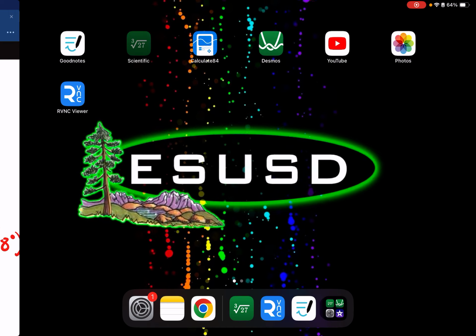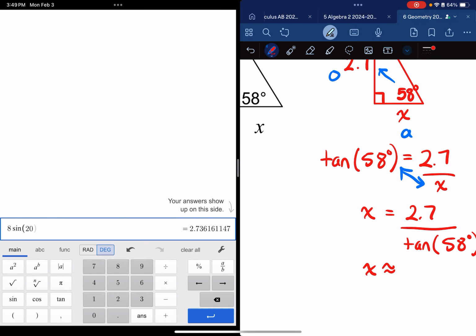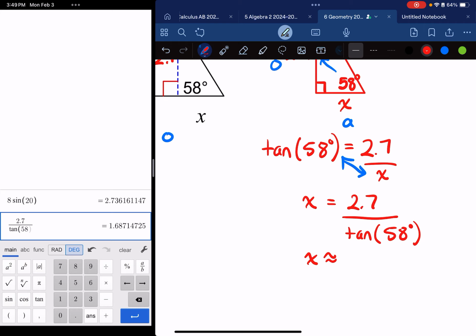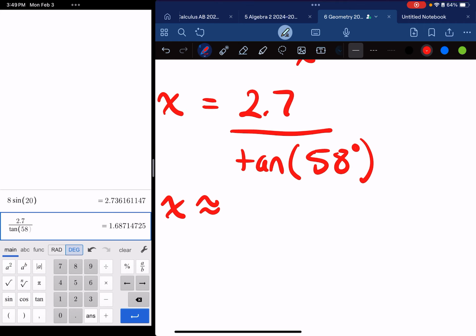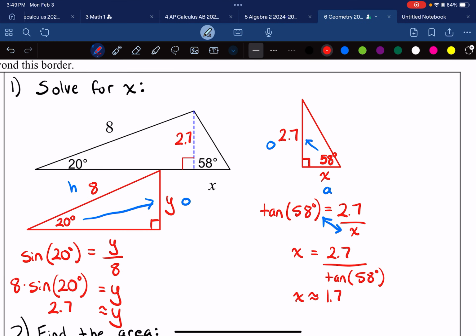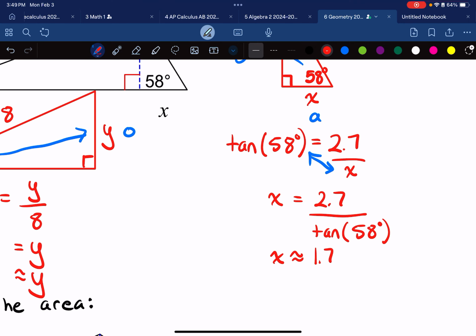Let's see here. On our scientific calculator, I'm going to type in 2.7 divided by tangent of 58 degrees, and it's about 1.7 when I round to the nearest decimal place. So 1.7, and then that's all I was asked to find in this question. I was only asked to solve for x, and I have x. X is 1.7. It's always nice to come back and remember what question we were being asked.